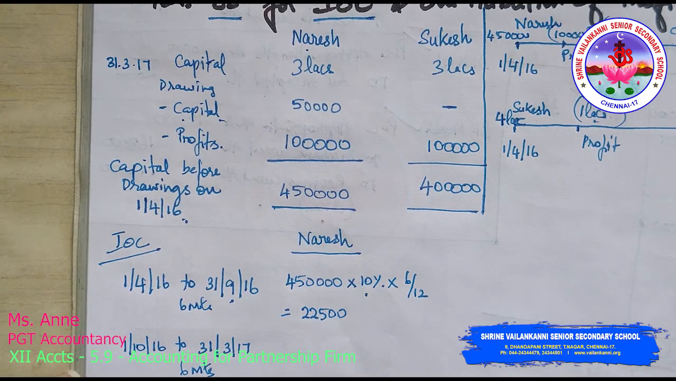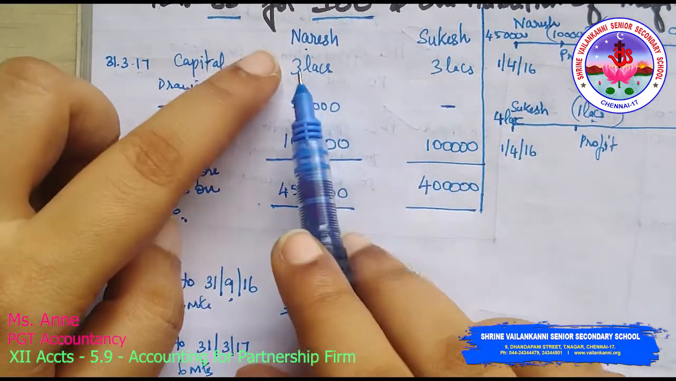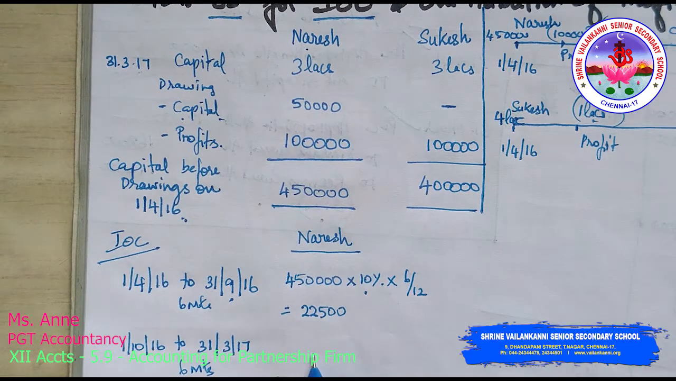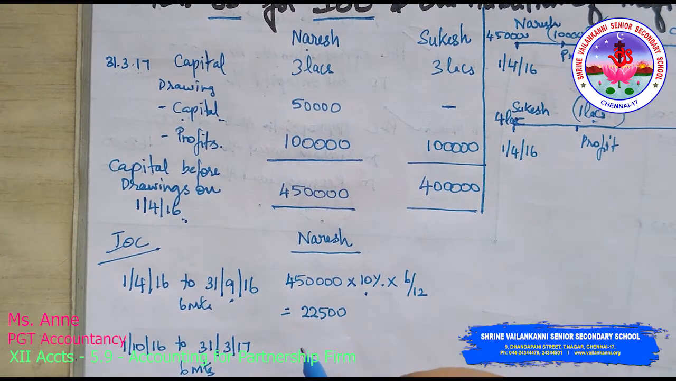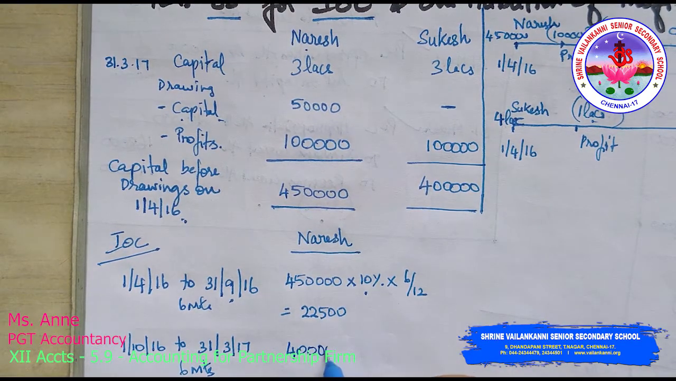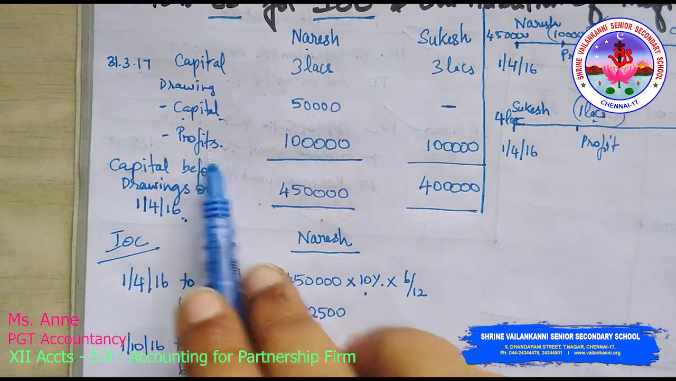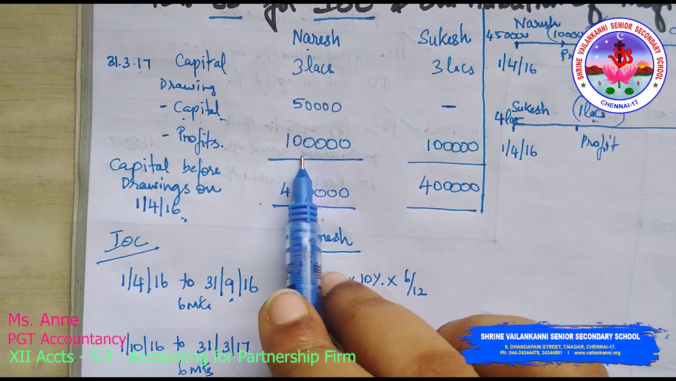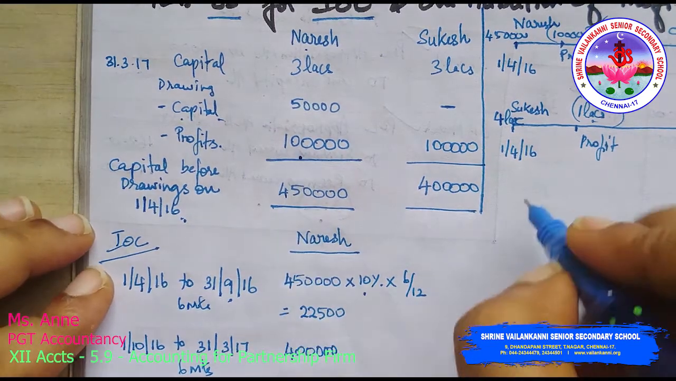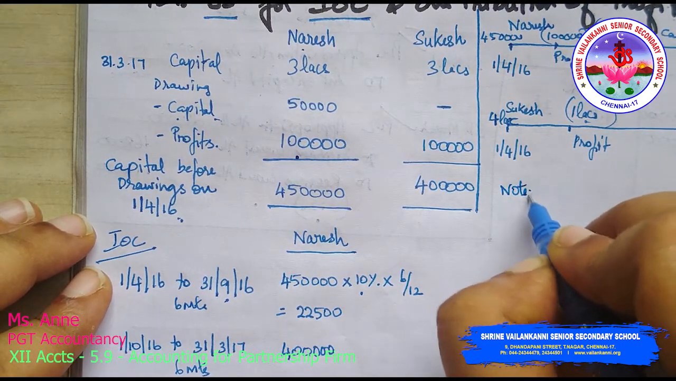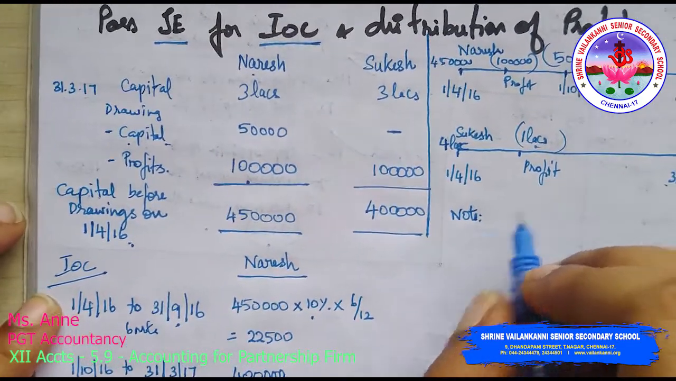So what do you have to take? Should you take 3 lakhs here, or should you take only 4 lakhs? The answer is only 4 lakhs. Why? Because if you are withdrawing from profits, it will not affect your capital. So note, please write it down.